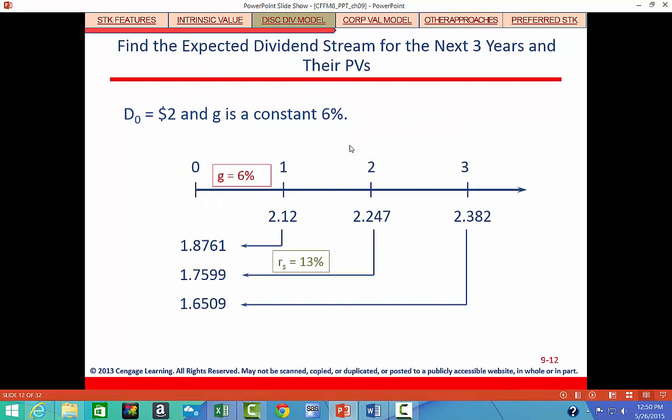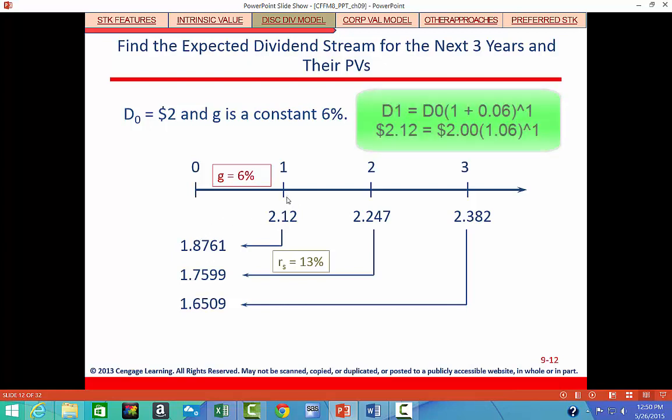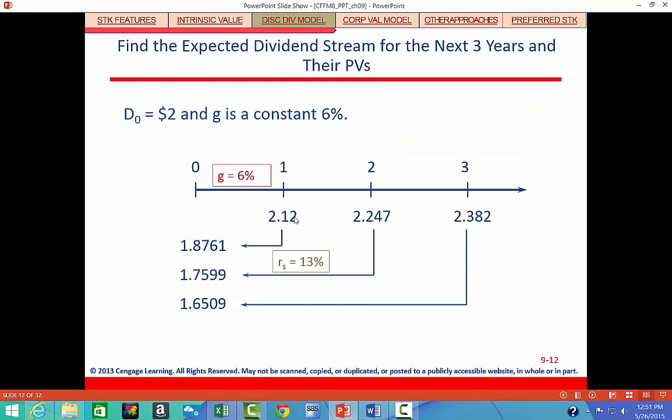And then here's an example just looking at how to find future values of dividends. They said let's assume that the growth rate is constant at 6%. And so if you start out with a dividend that was just paid that was $2 per share, to get the dividend at time 1, it would be $2 times 1.06. So you get $2.12 for the dividend at the end of year 1. And then if you multiply this times 1.06, then you get $2.25. And then if you multiply that again, you would get $2.38.